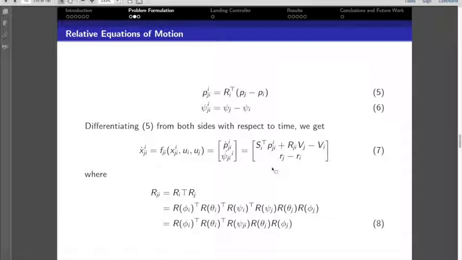Okay, and this S_I is your skew-symmetric matrix, which again depends on the angular velocities measured using a gyro. Okay, see, this is available. So this is equation number 7 that you get, where R_JI is the rotation matrix from vehicle J to I. Okay, and which is derived as follows.